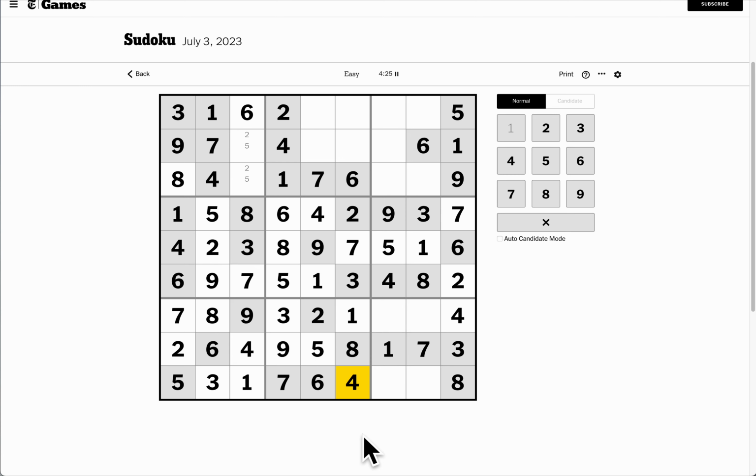In row seven, I'm missing five and six. In row nine and box nine, I'm missing two and nine. There's two, there's nine. Okay.